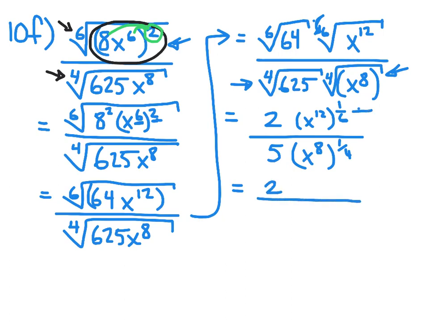Now, I can multiply these two things. This is x to the power of 12 to the power of a sixth. And I could do 12 times a sixth. Now I'm going to skip a step here. I'm going to keep x as the base. 12 times a sixth is 12 sixths. 12 divided by 6 is 2, right? 12 sixths is 2. And then on the bottom, I'm going to have 5.